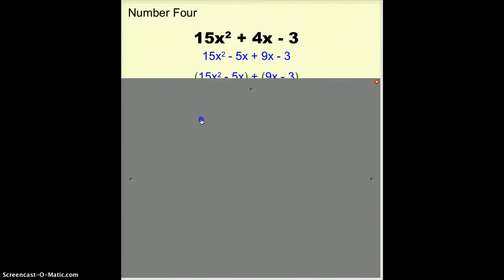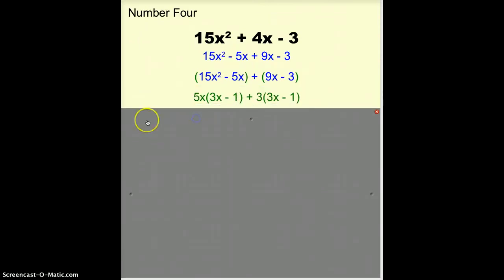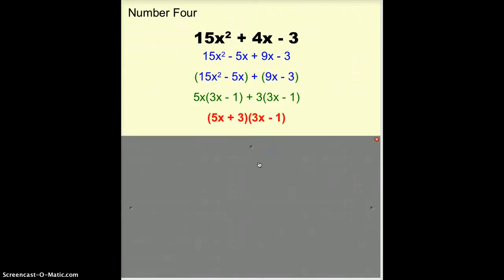You can include your grouping symbols. And here I notice I can factor out 5x, and in the second set I can factor out 3. And now I can factor out 3x minus 1 and 5x plus 3.